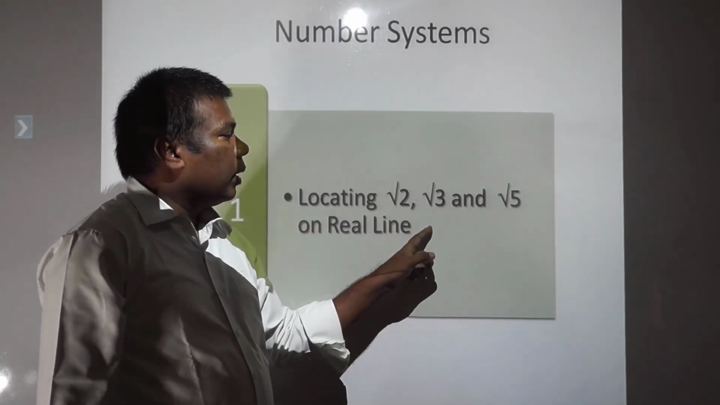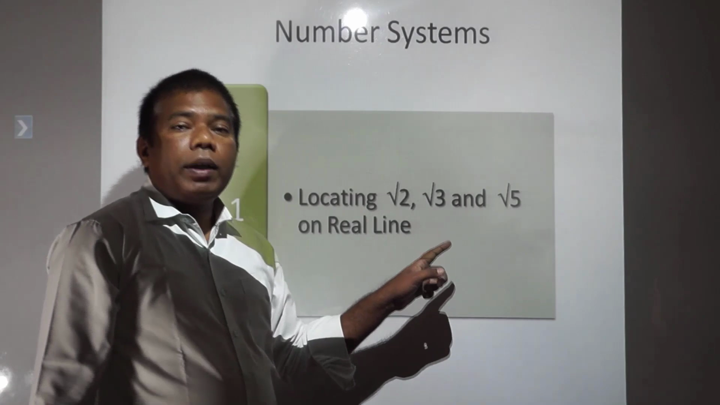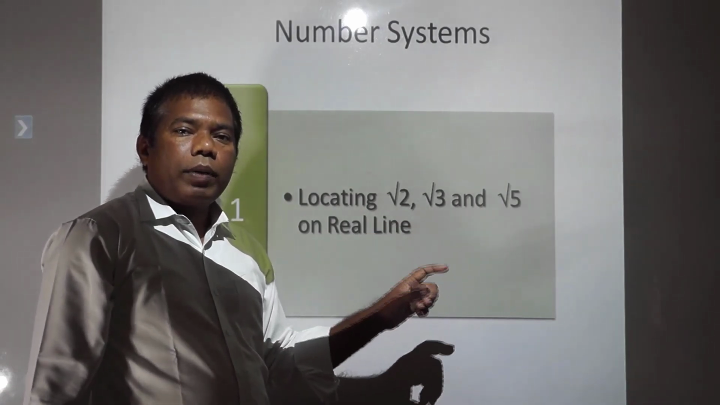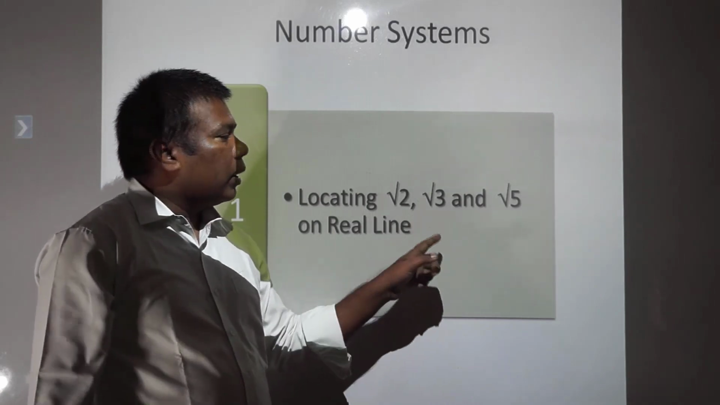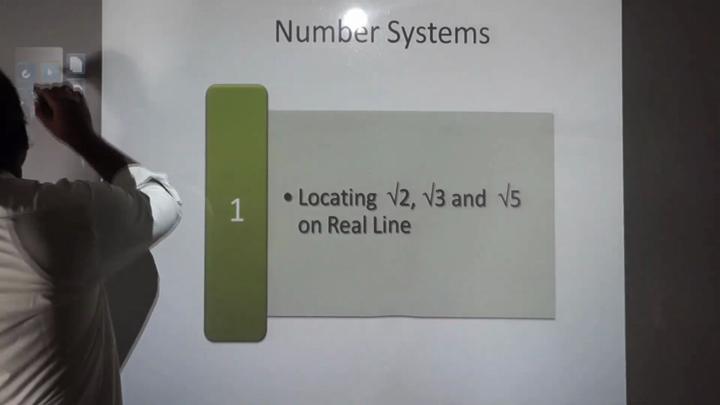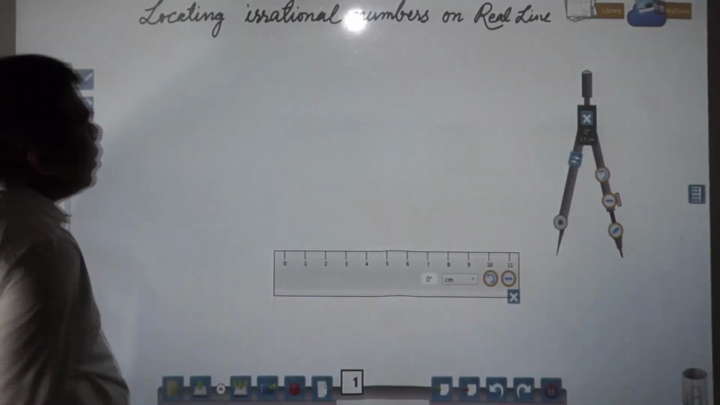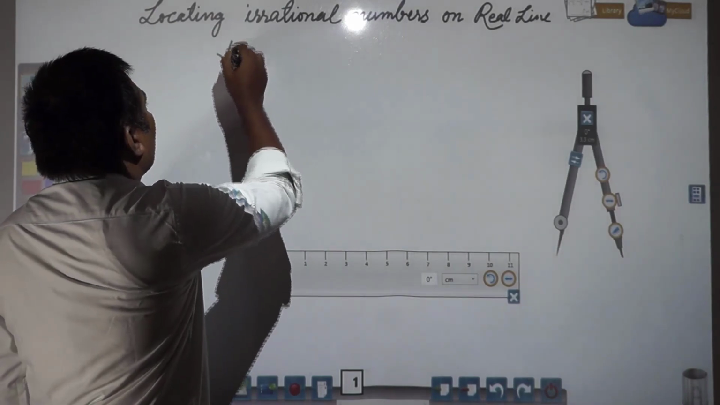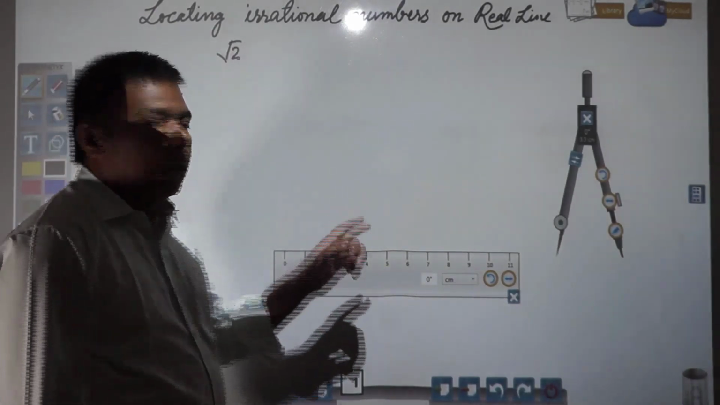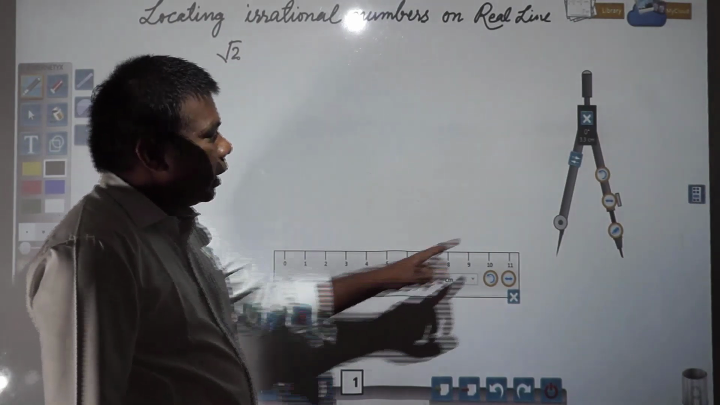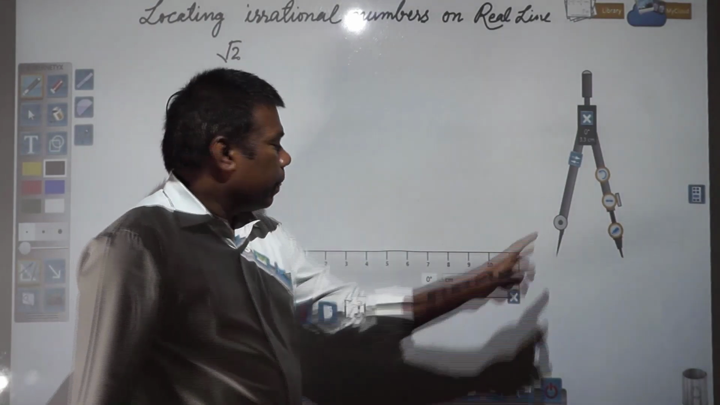So watch properly, and it will be better if you are with your instrument box, your copy and book, so that together you can do and you can learn. So let's start. So we will start with locating root 2 on the real line. For that you need a ruler and compass.